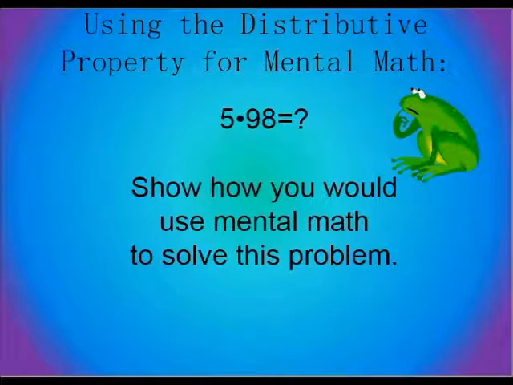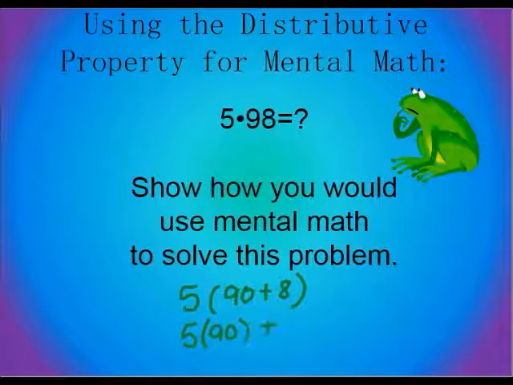Okay, I want you to think about how you would use mental math to solve this problem. Pause the video and use the distributive property, see what you come up with, and then go ahead and turn it back on. What I would do, I would break this into 5, well, I'm going to do it down here, 5 times 90 plus 8. And then I would distribute the 5 to the 90 plus the 5 to the 8. And so I would have 450 plus 40. And now I have 490.